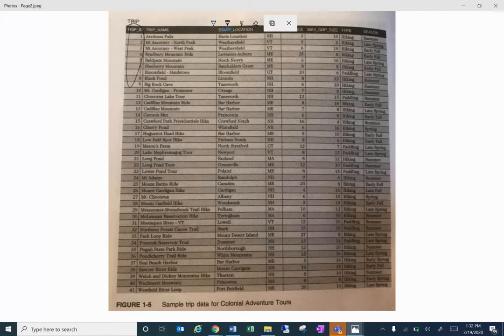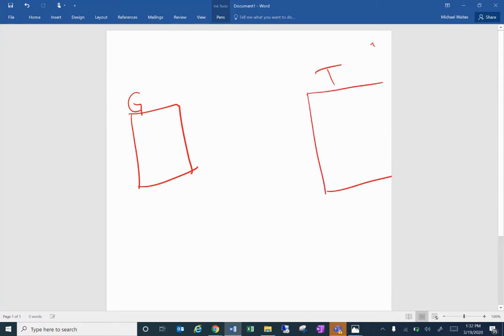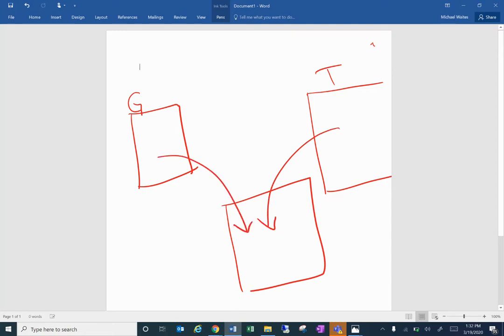So keep that in mind, and what you're going to need to do is find a table. So here we've got our guides table, and we've got our trips table. You're going to find a table of data that brings these two pieces together. And the way they do that is by having a guide ID column and a trip ID column. You're going to need to use this center table to find out those pieces of information and put them together.